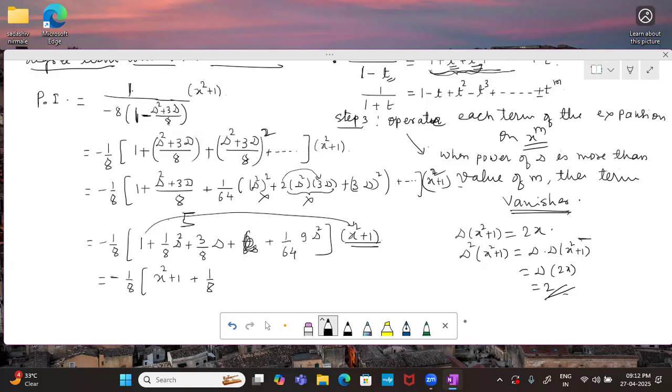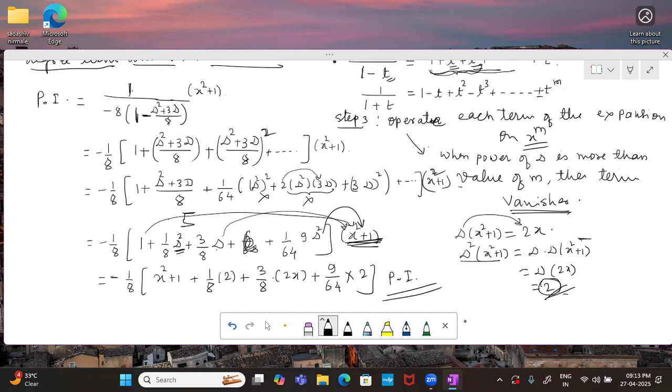Plus 1 by 8. D square of x square plus 1. What is the value of d square of x square plus 1? D square of x square plus 1 is 2. So write here 2. Plus 3 by 8 d of x square plus 1. Derivative of x square plus 1 is 2x. Plus 9 by 64 into double derivative of x square plus 1, it is 2. And now this entire expression is free from d, and that is the final answer. That is pi. So this is the way to find the pi in failures.